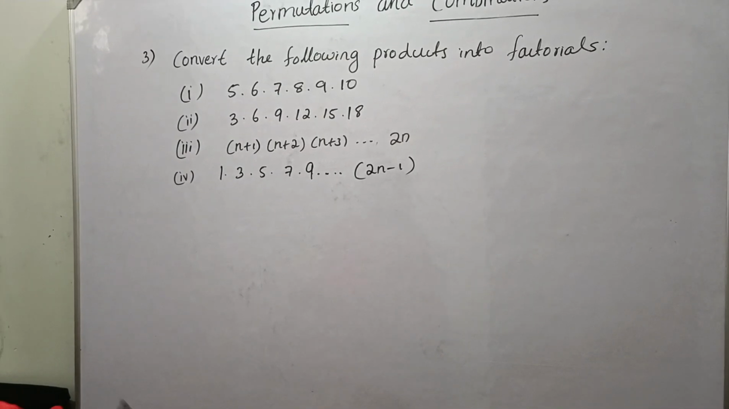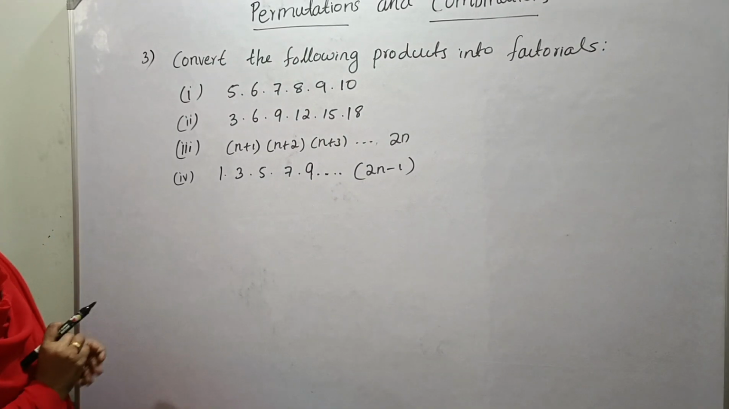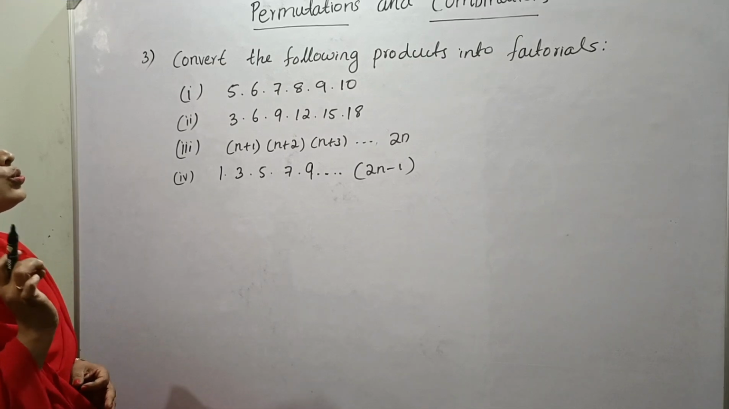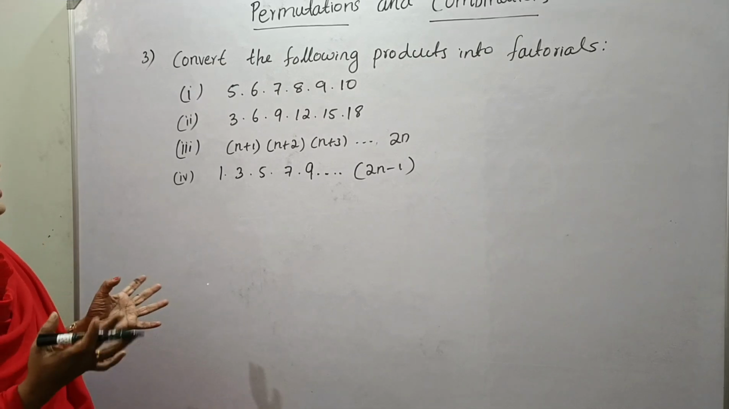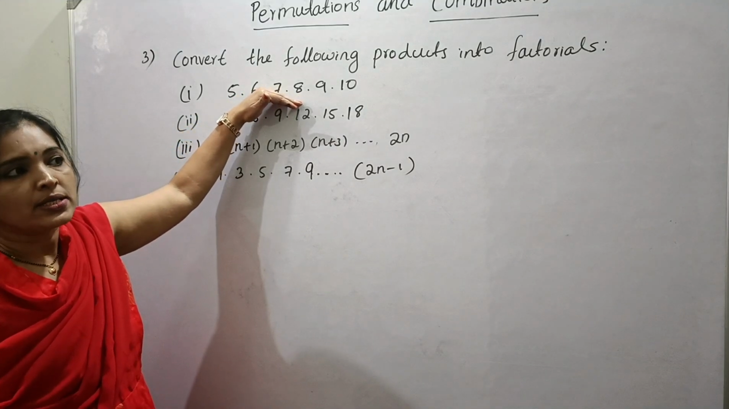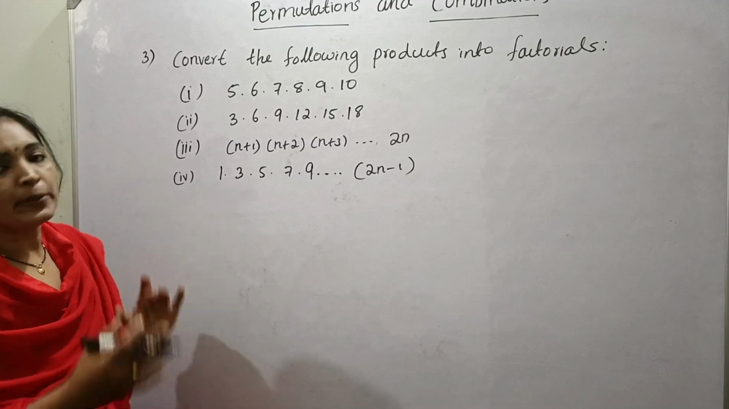See the next question. Convert the following products into factorials. Very important question. First one, 5 into 6 into 7 into 8 into 9 into 10. See, here we are not able to write the numbers as a factorial, right? We cannot write 10 factorial. Why? Because some numbers are missed, right?